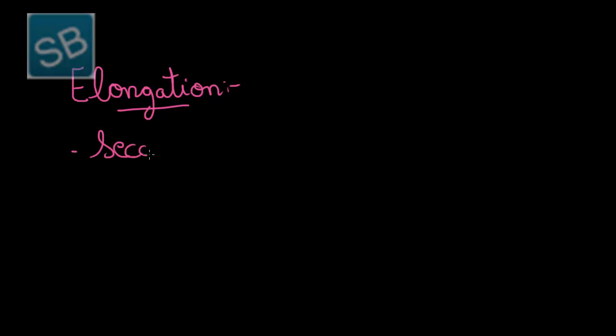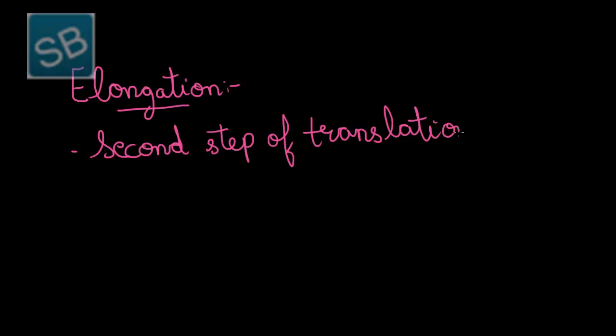After initiation, we will start with the second step of translation, that is protein biosynthesis. The second step is known as elongation. Elongation is considered as the second step of translation. The term itself suggests its meaning, that is, in this step, the peptide chains formed by the amino acid molecules will enlarge by continuously adding with one another.